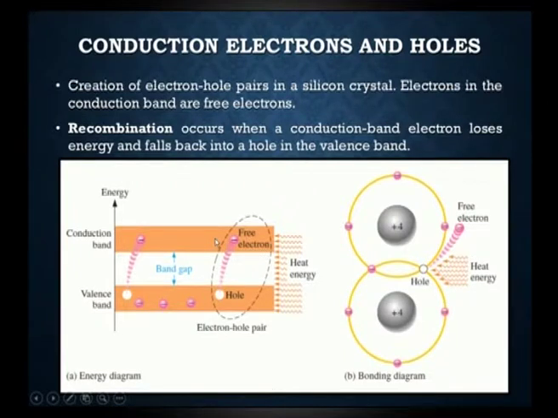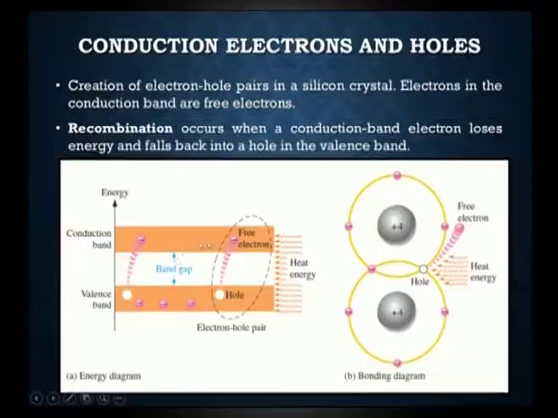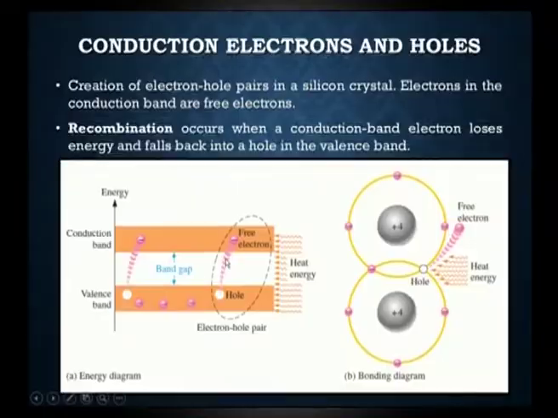One more thing, the electron does not stay for too long in the conduction band. Whenever the free electron present in the conduction band loses its energy, it will come back again to the valence band. That is called recombination. Whenever a free electron in the conduction band loses its energy and comes back to the valence band, it is called recombination.